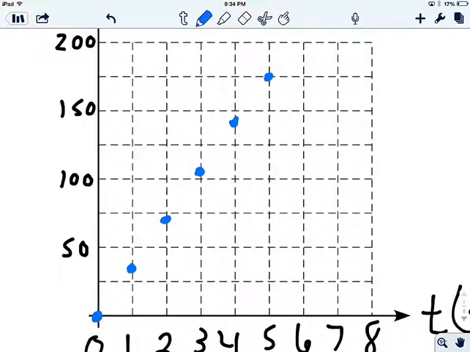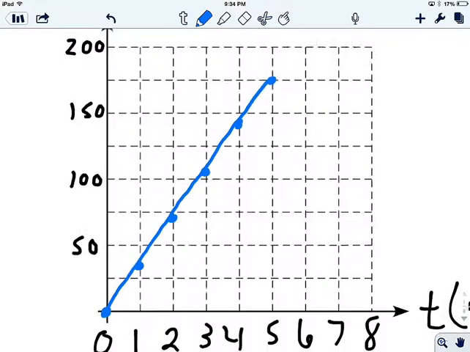All right, now I want to go ahead and draw a line of best fit. It'd be good for you to use a ruler or a straight edge for this, but I'm just going to go ahead and freehand it. There's my line of best fit.